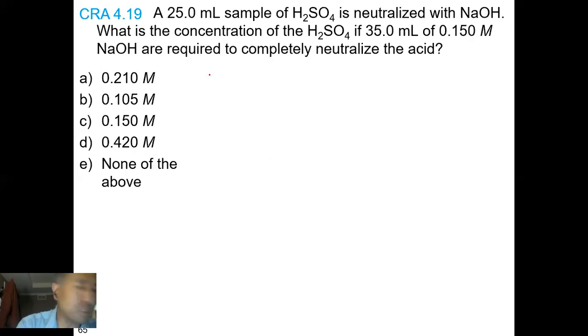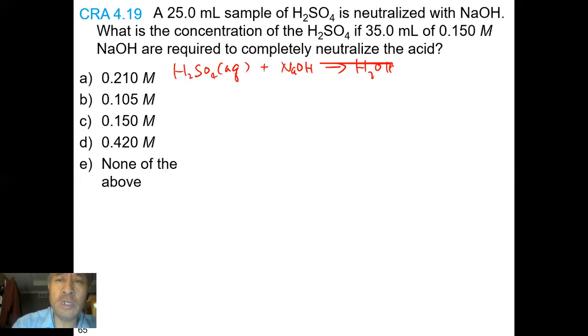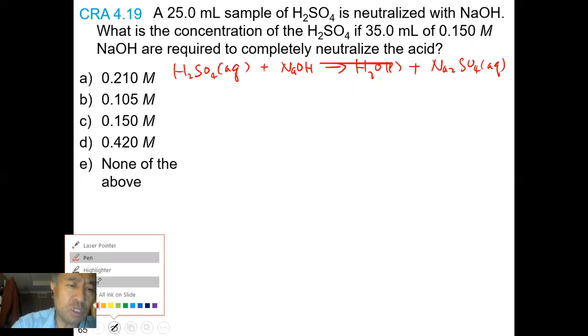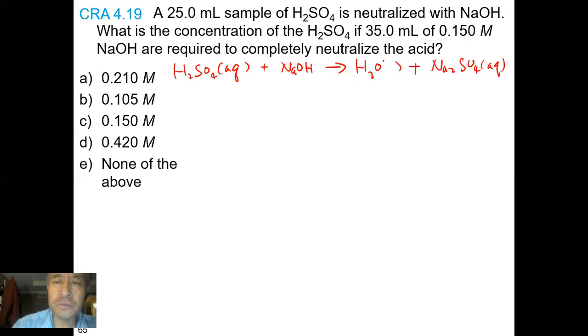H2SO4 is our strong acid, and our base is NaOH. We know it produces H2O liquid, and the salt will be Na2SO4. Then we need to balance the equation. What are the coefficients? Well, we have two Na, therefore we need two NaOH, and that will make two water. So the equation is balanced.